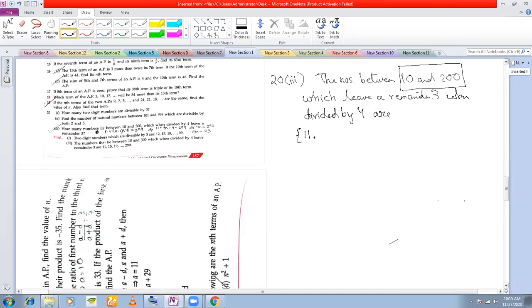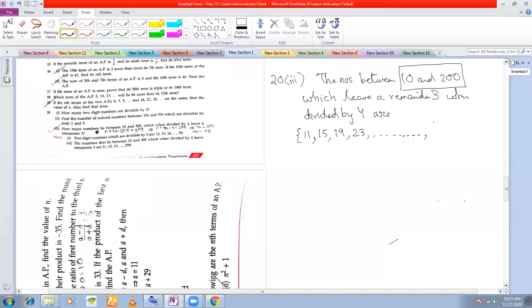What is the next number? You add 4 to 11, so you get 15. What is the next number? You again add 4 to 15, you get 19. What is the next number? 23, and so on. Right? All these numbers, if you divide by 4, each of them will give you 3 as your remainder. And not only that, but you will have to find these numbers that are below 200 also. So you need to see what is your last term also.